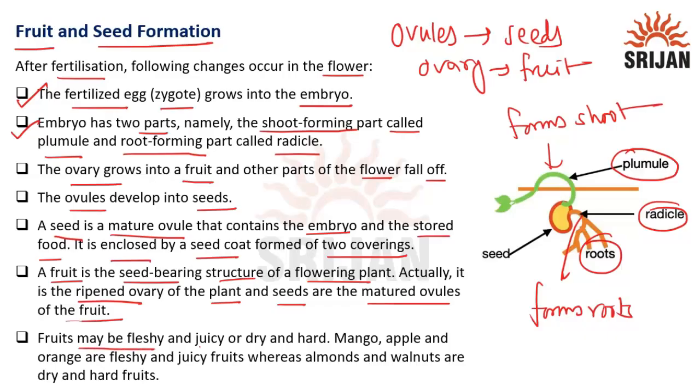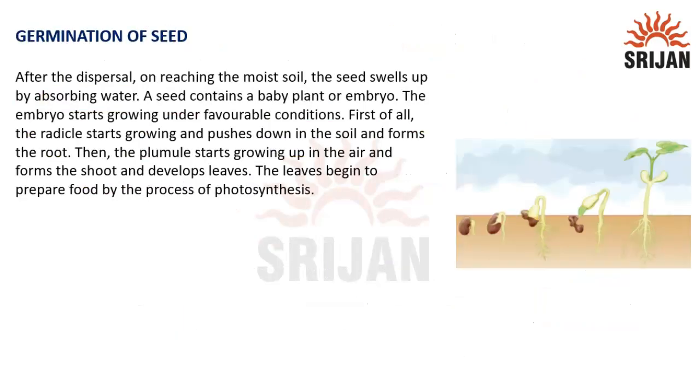Fruits may be fleshy and juicy or dry and hard. Mango, apple, and orange are fleshy and juicy fruits, whereas almonds and walnuts are dry and hard fruits. The final part is the germination of seed. After the dispersal, on reaching the moist soil, the seed swells up by absorbing water. A seed contains a baby plant or embryo. So we can see this is the embryo.